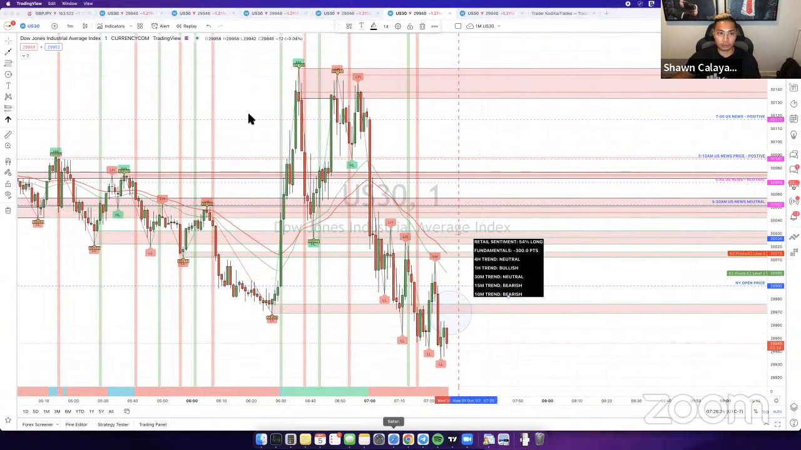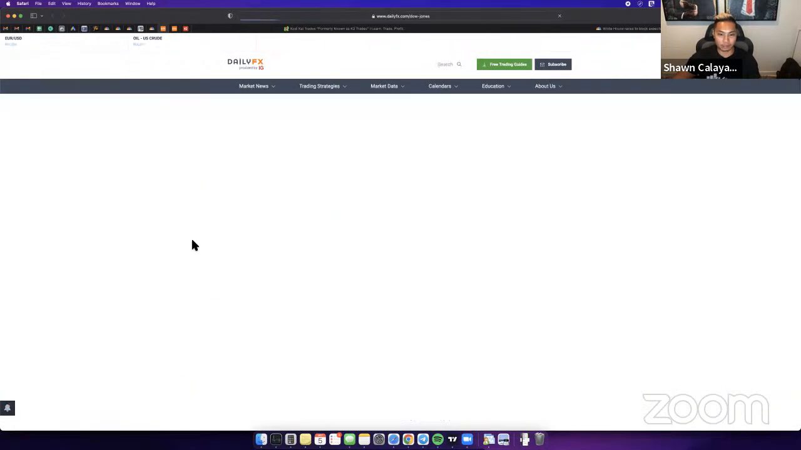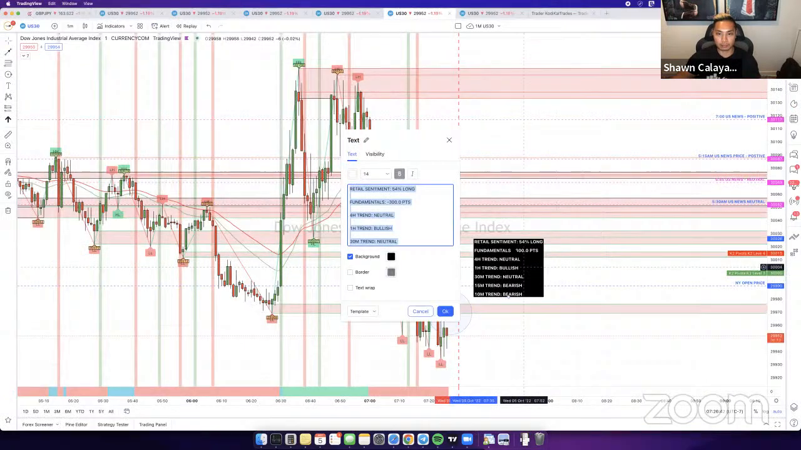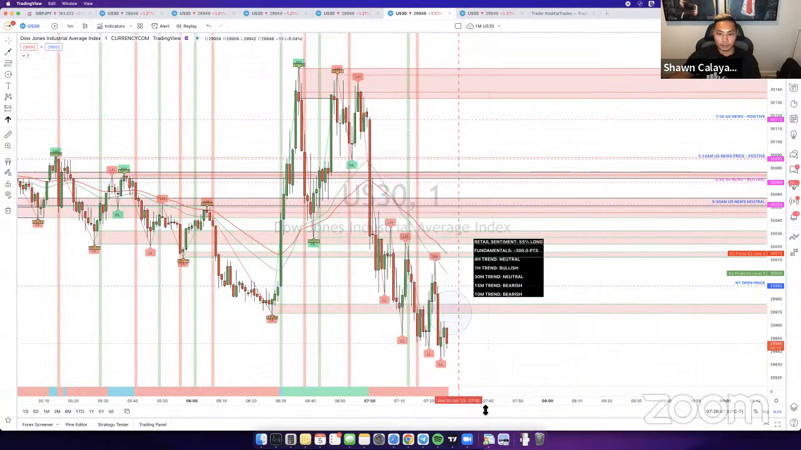Looking over here, the retail sentiment has changed 1 percentage point. It's now 55% long, so it looks like people are attempting to buy the dip. If that's the case, then price might continue dropping actually, which is a good thing because we'll do the opposite of everybody else.